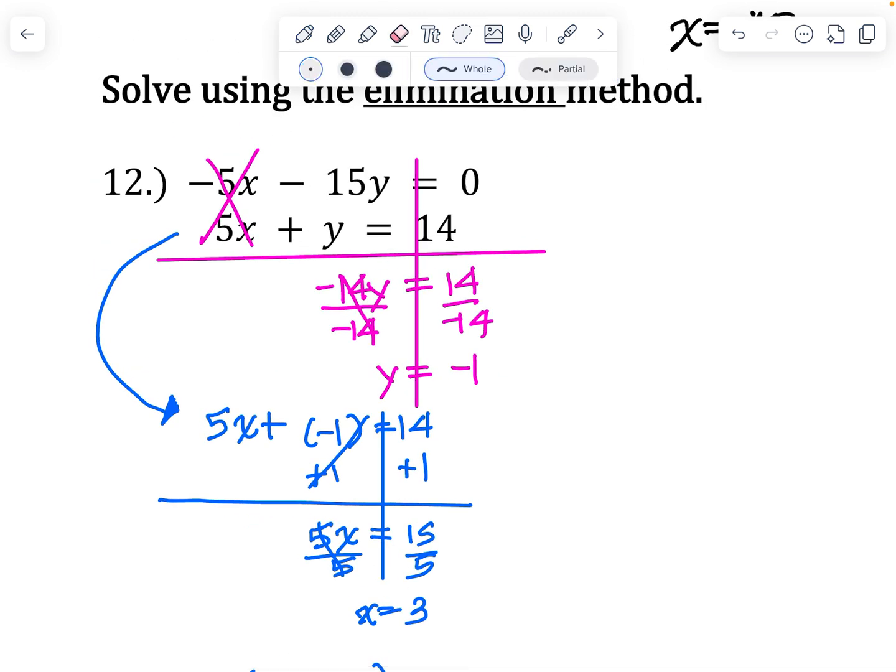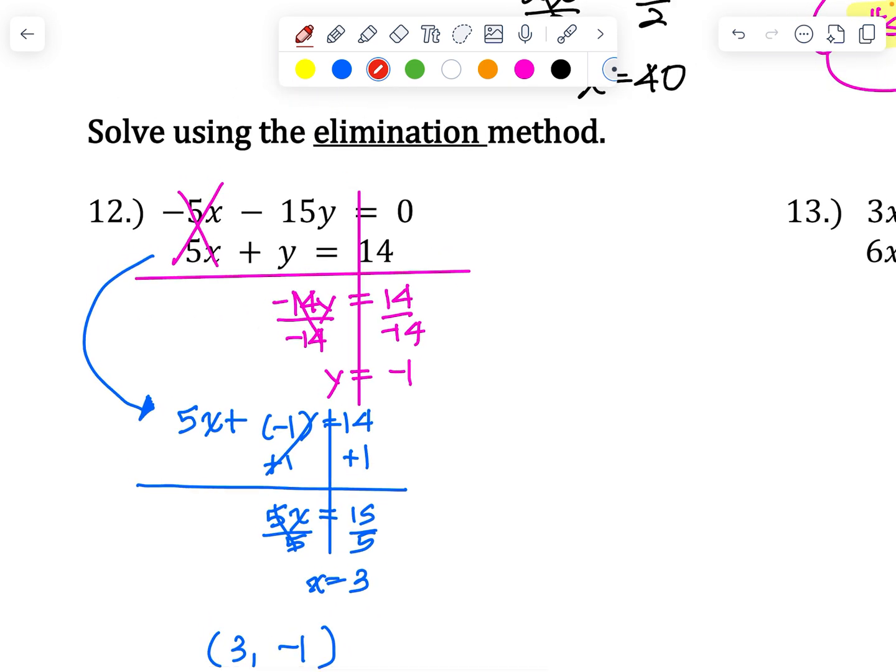Let me quickly again do the happy check and check my answers. So negative 5 times 3 is negative 15. Minus 15 times y is negative 1. That's negative 15 plus 15, it turns into plus 15. That does equal 0, so happy check.